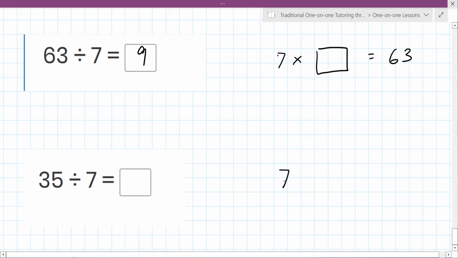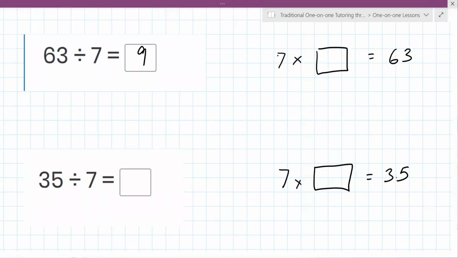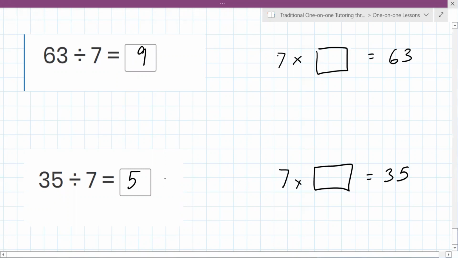So over here on the right, again, it's 7 times some number is 35. And it may help you to write this. I can't see if you're writing it, but I think this does help. 5. 5. Now it sounds like you're getting a little assistance there.